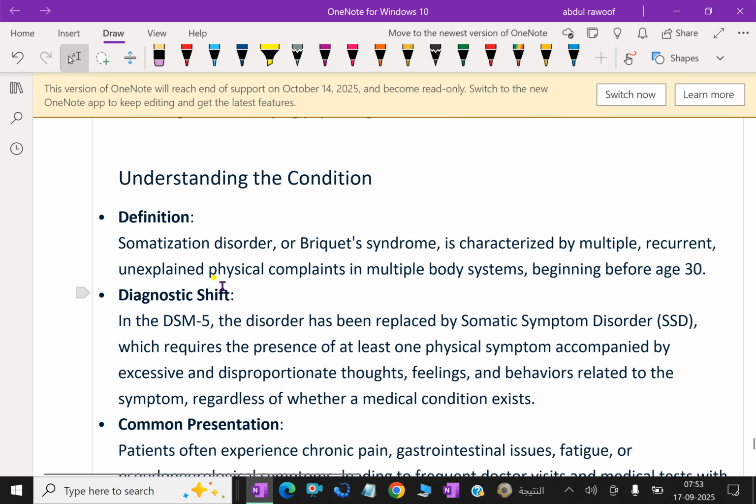Understanding the condition: some definitions. Somatization disorder, or Briquet's syndrome, is characterized by multiple recurrent unexplained physical complaints in multiple body systems beginning before age 30.